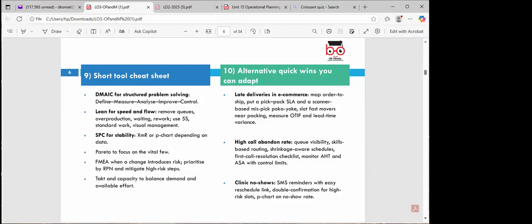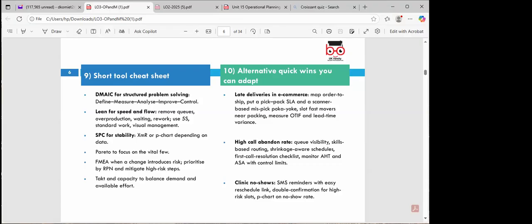Takt time and capacity to balance demand and available effort. So these are short cheat sheets that you can use, and I've just elaborated them for you.